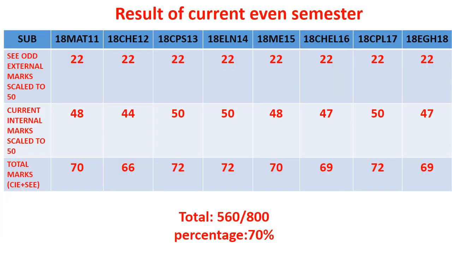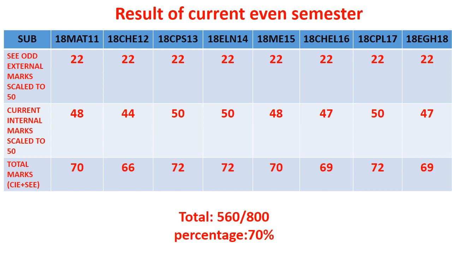Next, if you want the result of the current even semester, we should take the semester end examination of the odd semester external marks, scaled to 50. This is the average mark, 22. We'll put the same average for all the subjects. Similarly, we take the current internal marks scaled to 50 as it is.